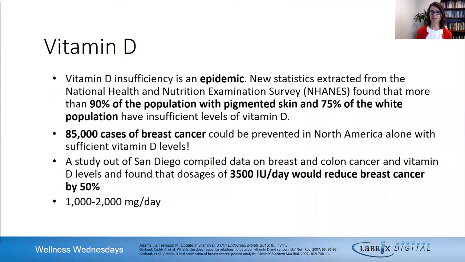Keep in mind that vitamin D insufficiency is an epidemic. A recent survey found that 90% of the population with pigmented skin and 75% of the white population have insufficient levels of vitamin D. 85,000 cases of breast cancer could be prevented in North America alone with sufficient supplementation of vitamin D. A study out of San Diego on breast and colon cancer found that dosages of 3,500 IUs per day would reduce breast cancer by 50%.